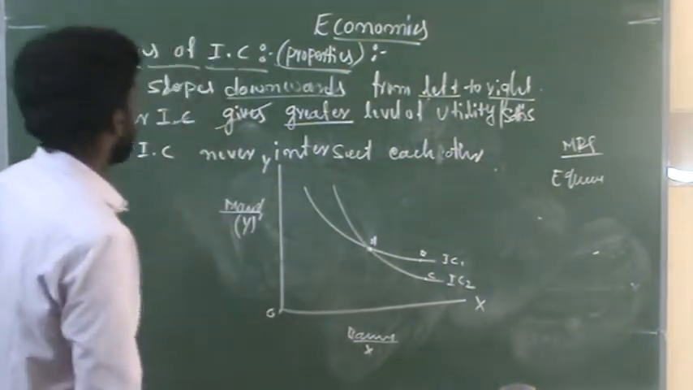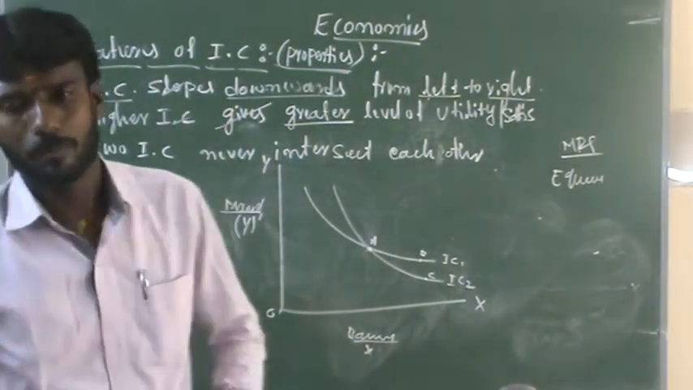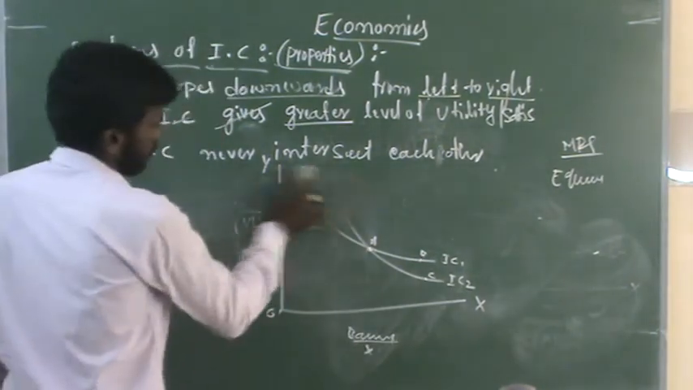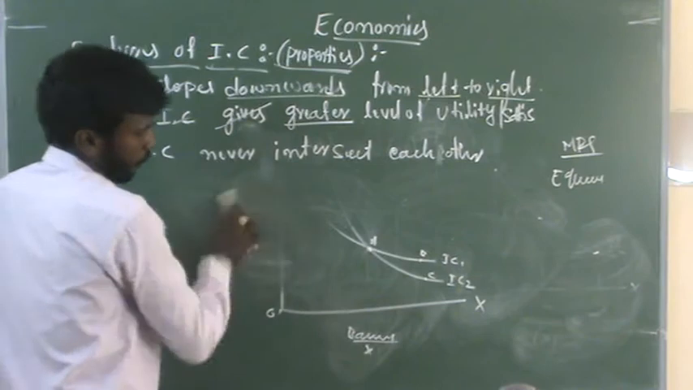So this is the third important property or feature of the indifference curve. Now comes to the fourth one.